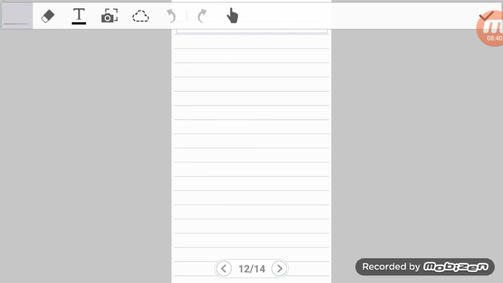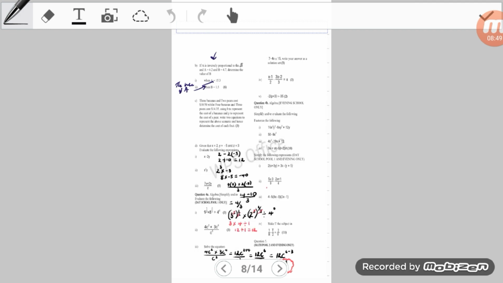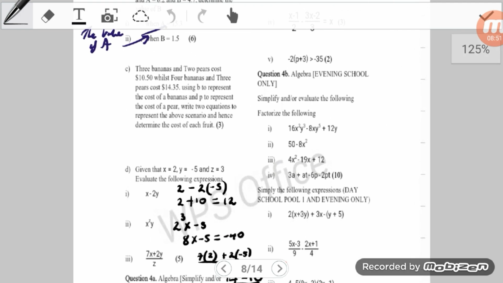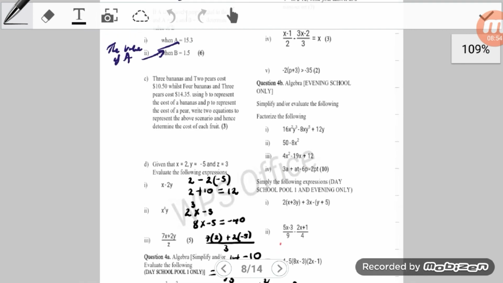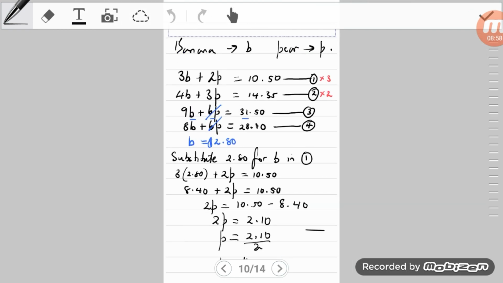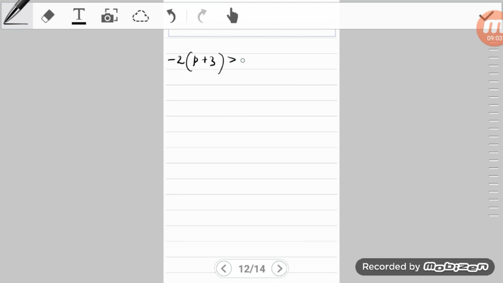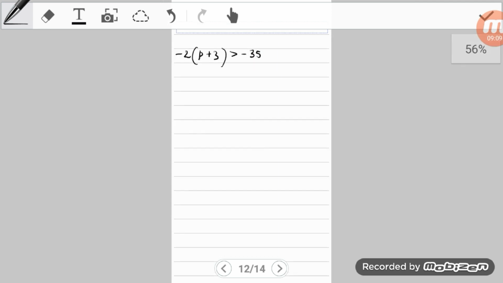So that's -2 open bracket p plus 3. Let's go back to the page here. Make sure that we have a good look at this. And that's going to be greater than -35. So this is sort of similar to the very first example that we had worked out. It's a simpler version, but still very effective.